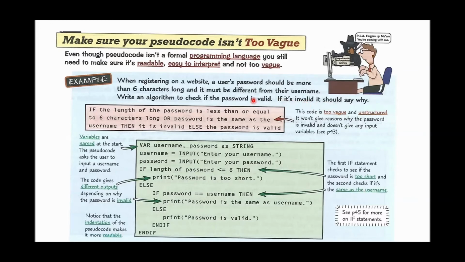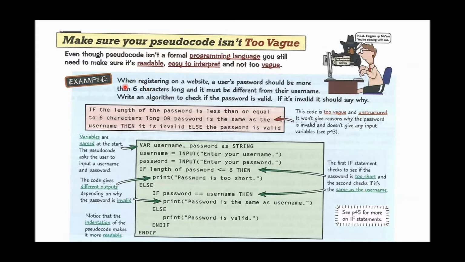Let's break this question down. When registering on a website, a user's password, so you know in the pseudocode somewhere you need the user's password, should be more than 6 characters long. You know that you probably need some sort of greater than or less than sign there. And it must be different from the username. So you know somewhere you've got to compare the password to the username.